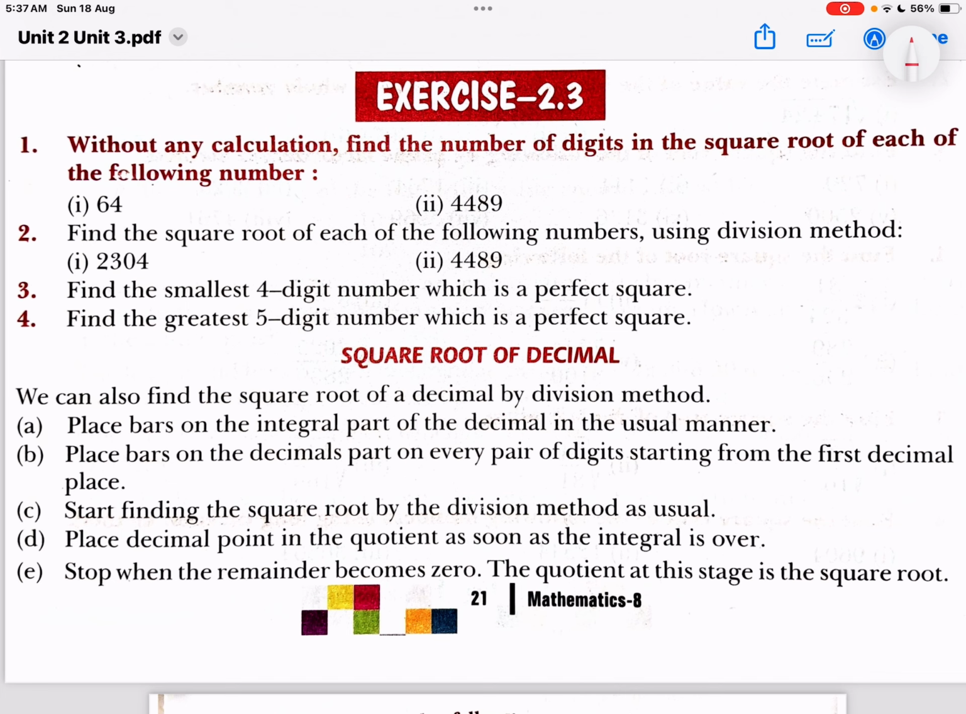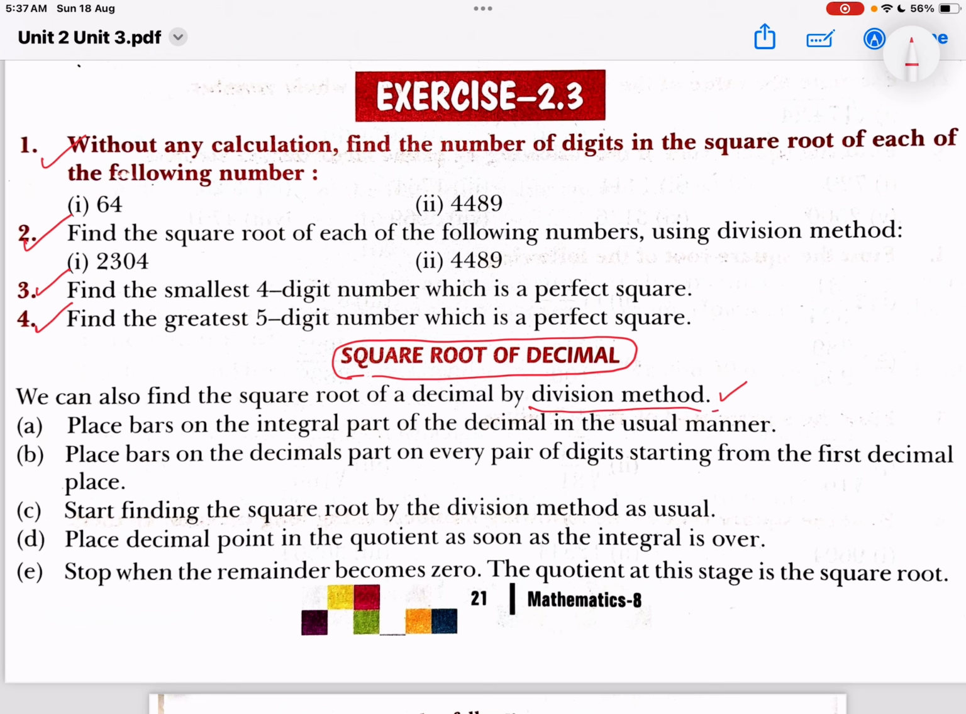This is the mathematics for class 8th, and we have studied till now till the exercise 2.3. These questions we have done: first, second, third, fourth, and the next part was the square root of the decimal. So here is the rule to find the square root of a decimal number by the division method.